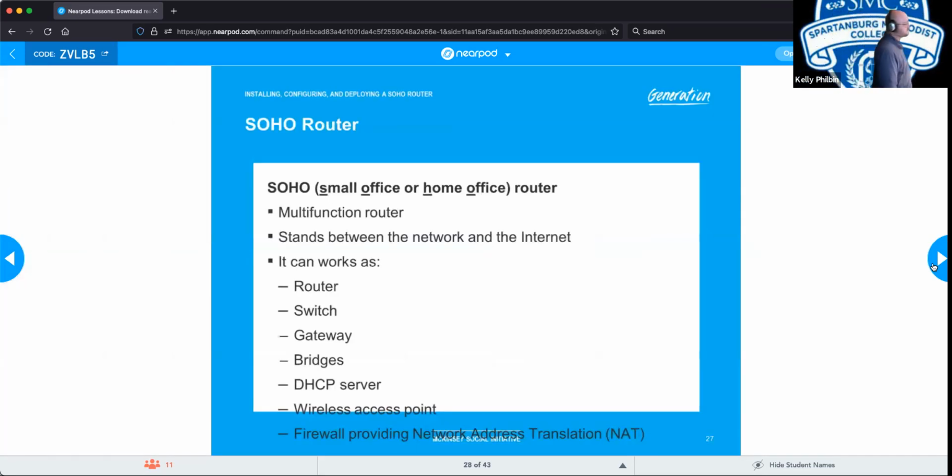All right. SOHO, small office or home office router. Multifunction, like I said, wears many hats. Router, bridge, gateway, DHCP server, wireless access point, firewall, all in one, and a NAT server. So everything in one nice little handy device.